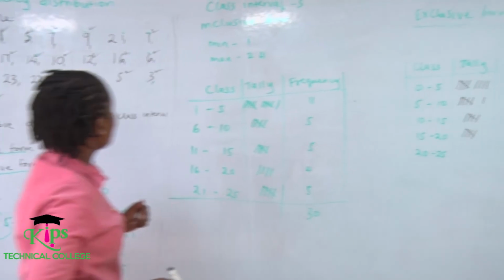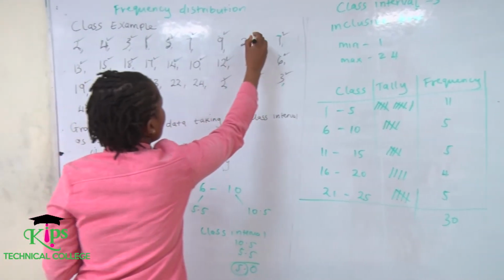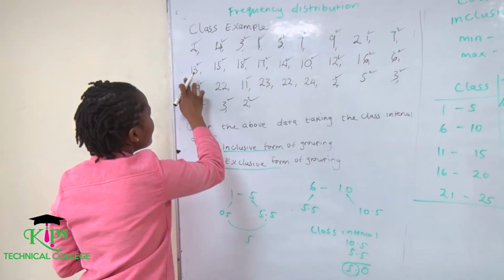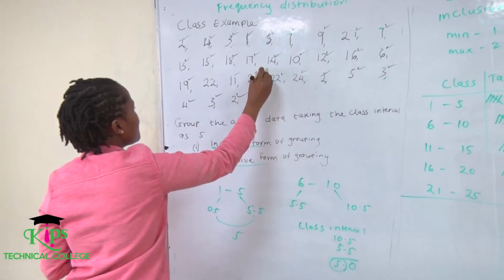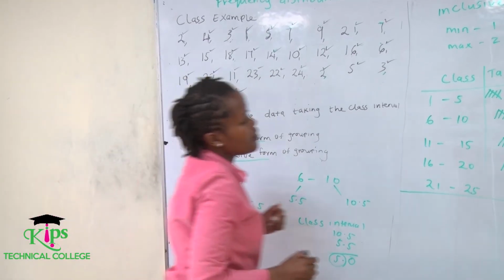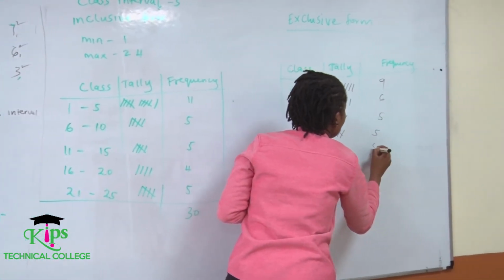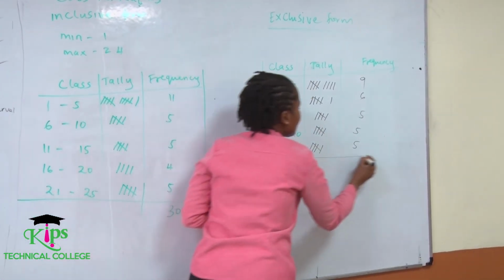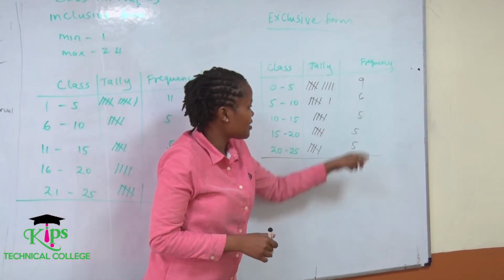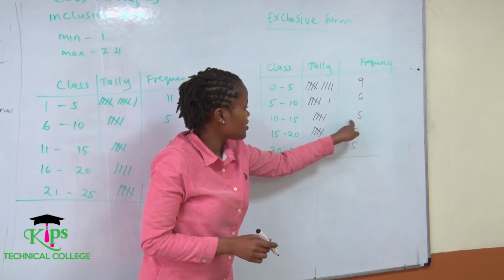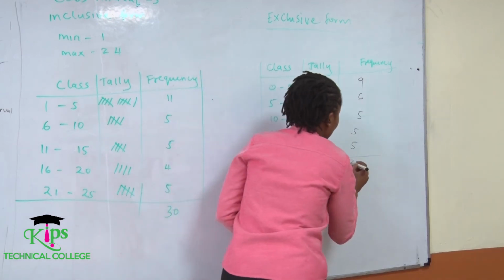Then last we have 20 to 25. So here we have 1, 2, 3, 4, 5. There are 5. Let's see if we are correct. In this case, you have to find the total frequency. So here we have 9 plus 6, that is 15, plus 5, 20, plus 5, 25, plus 5, 30.